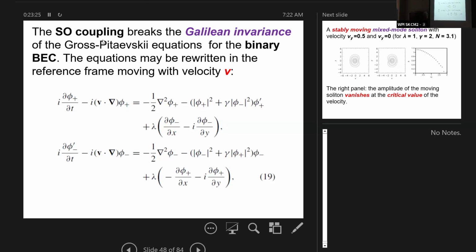This question may be addressed if we simply rewrite our original equations in the moving reference frame. In the moving reference frame, we obtain these additional convective terms. And then in this moving reference frame, it's possible to analyze stationary solutions, which in the laboratory reference frame represent, of course, moving solitons. And then we can ask the question, what happens? And the result is non-trivial.